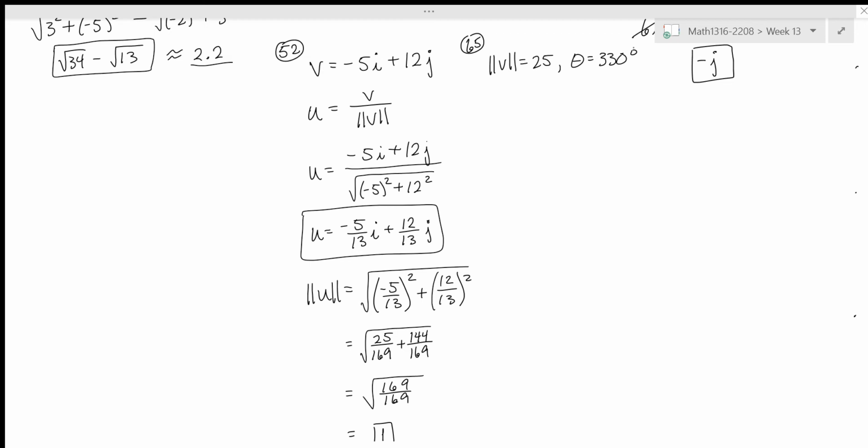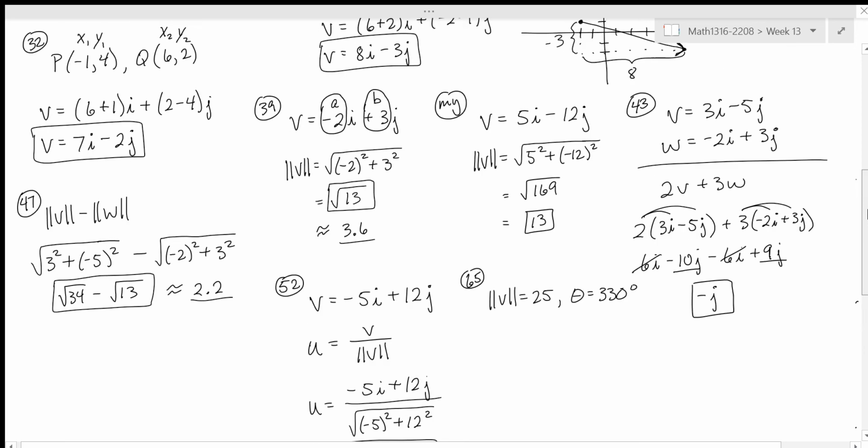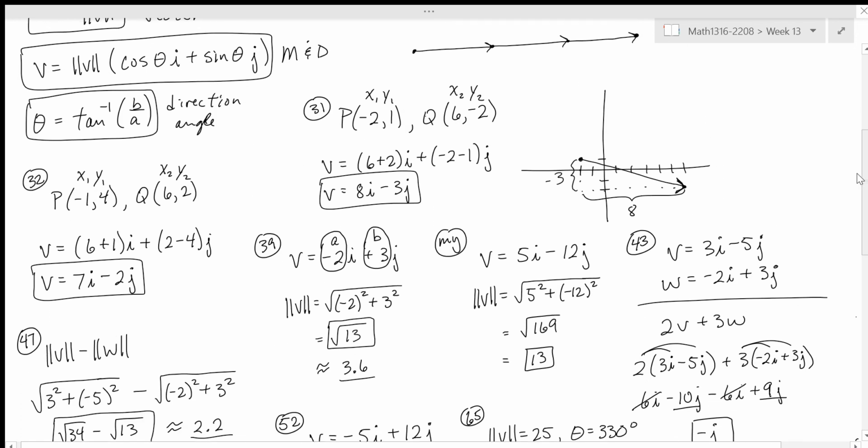Number 65. Okay, so for number 65, it says write the vector in the form ai plus bj, given its magnitude and the angle it makes with the positive x-axis. So can everybody see that they have given me the magnitude and the direction? And what formula should I use? The M and D formula. Do I need to scroll up? Oh, there it is. Look. Magnitude and direction formula.